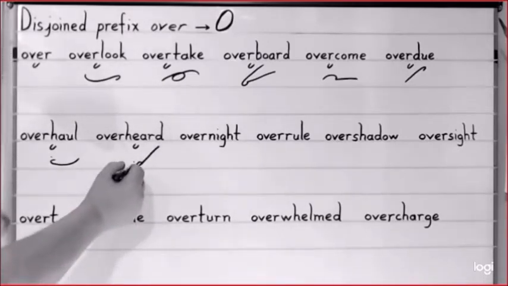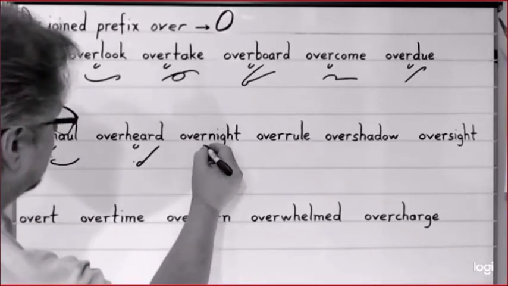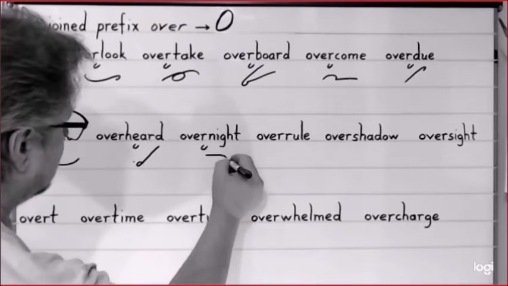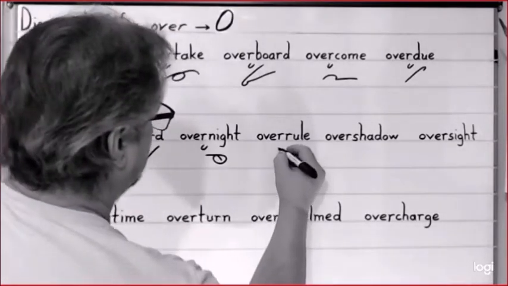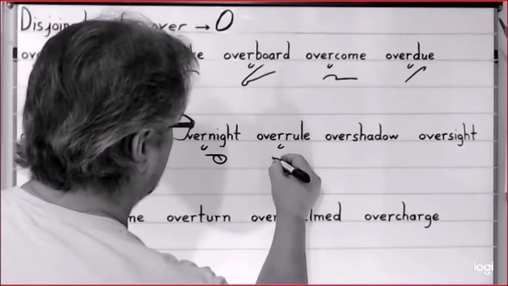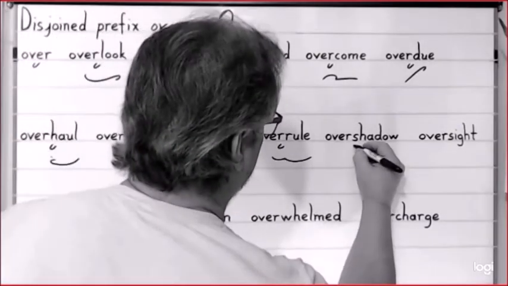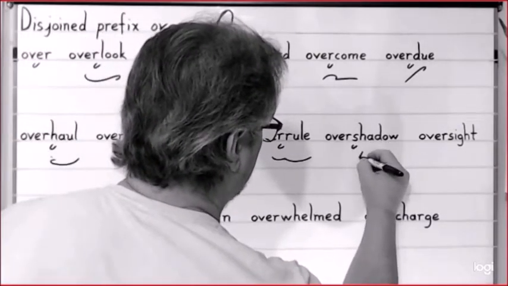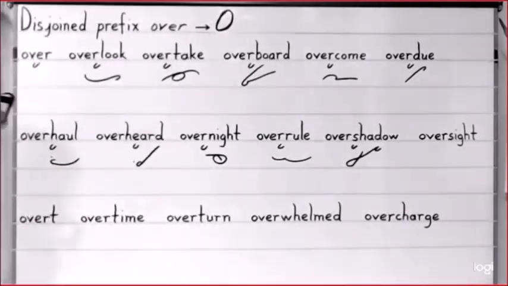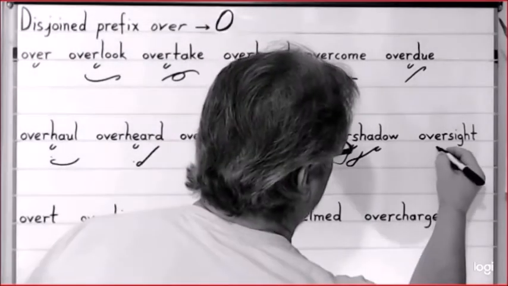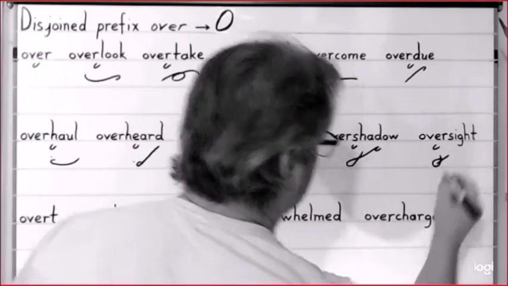Of course, the reverse circle is to represent this R. Overnight is ON long I. Overrule is ORL. Overshadow is OSHADO. Oversight is OS long I and a T.